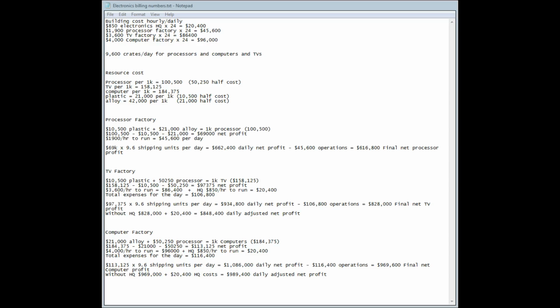1,086,000. Then you subtract your daily operations cost, which is 116,000, which brings you to your final net profit for computers of $969,600. This is the highest for anything in the electronics specialization. And if you take out headquarter costs, it's $989,400. So yeah, there it is, short and sweet.